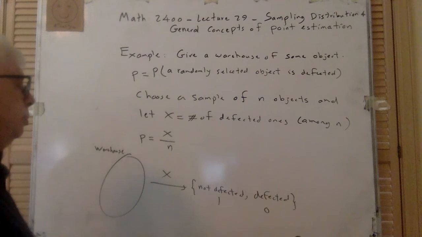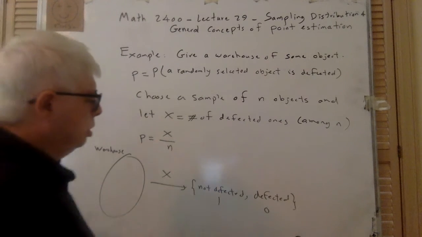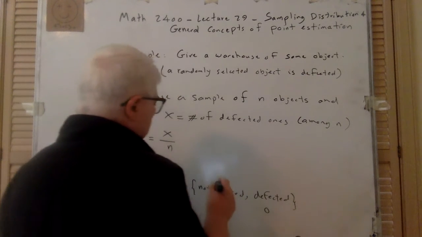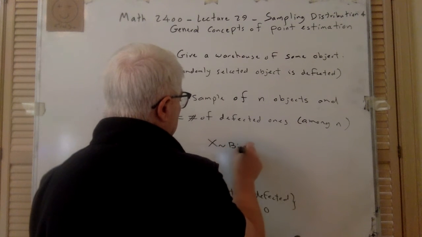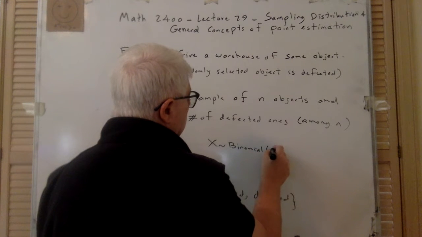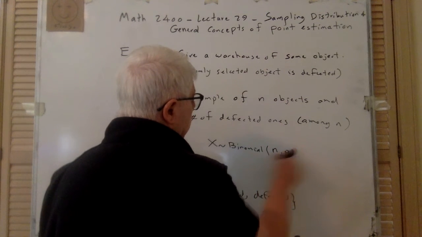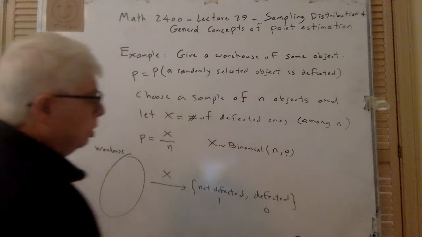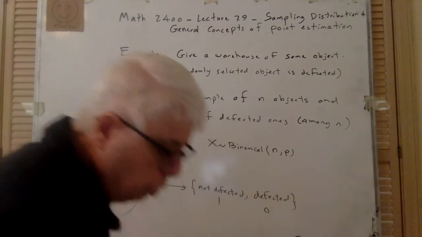So this is a binomial, right? Isn't that a binomial? So that's a binomial distribution. We are dealing with the binomial, so X is what? X is, in fact, binomial with sample size n, I mean, n trials and p probability of success. And what are we trying to find? We are trying to find this P, right?